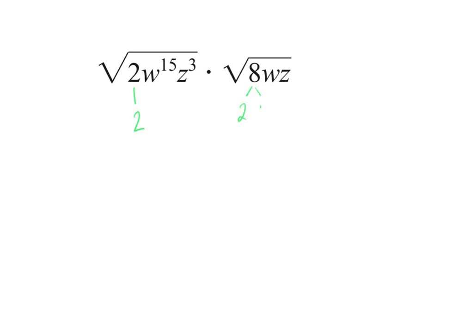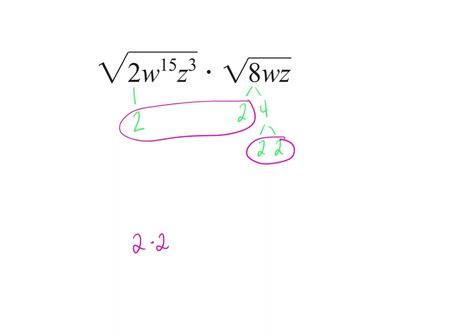With 8, I can factor this one. And for my numbers, any of these can group. So I have a 2 that groups here, and these 2 can actually group as well. So all my numbers actually come out here. All my numbers come out. For my variables, I'm going to multiply w to the 15th times w to the 1st. That is w to the 16th. Z cubed times z, that is z to the 4th.